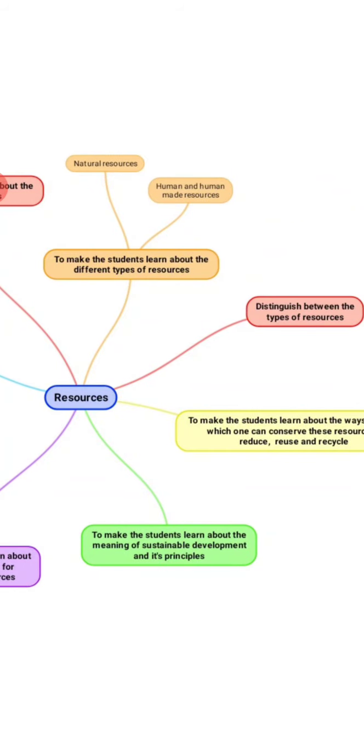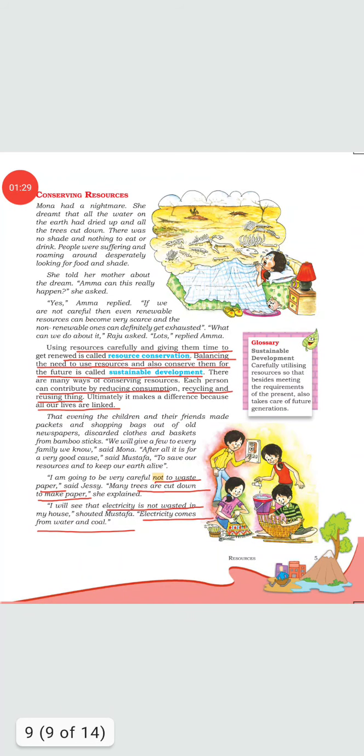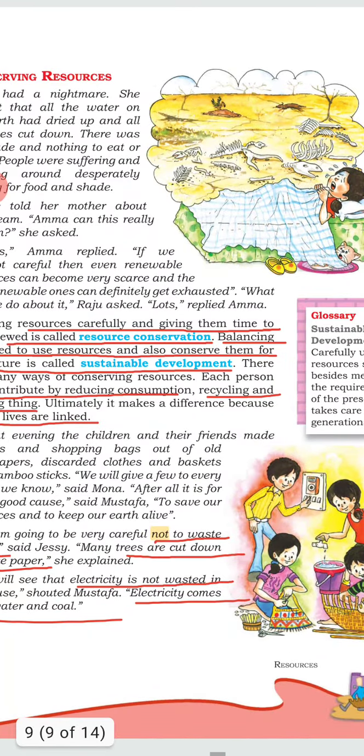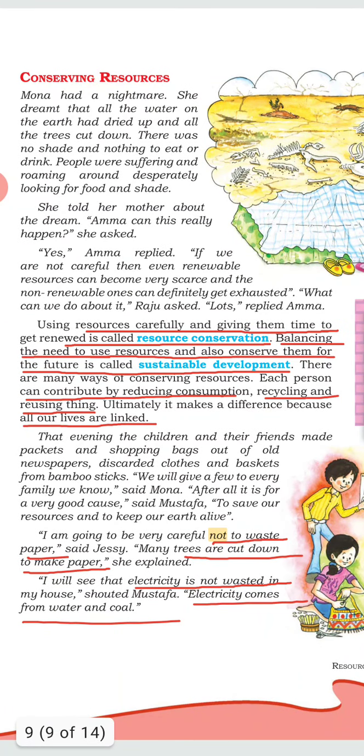Now in this video lecture, we will learn about the meaning of sustainable development and its principles. Now we will discuss what is sustainable development. Balancing the need to use resources and also conserve them for the future is called sustainable development. There are many ways to conserve the resources. It is mainly based on the 3 R's principles, that is reduce, reuse and recycle.